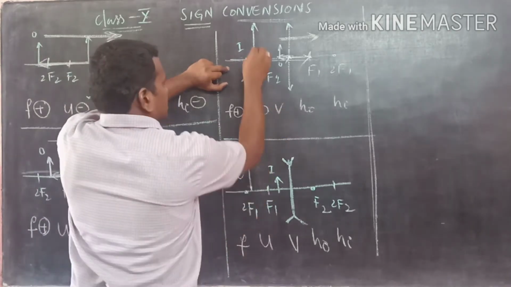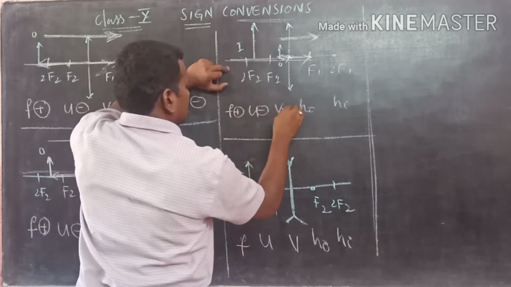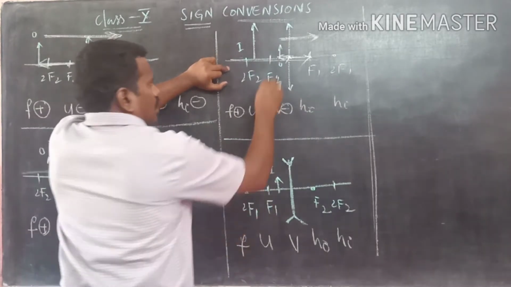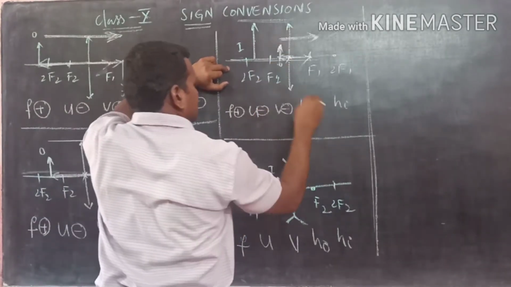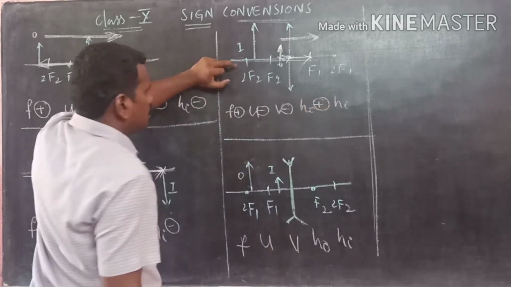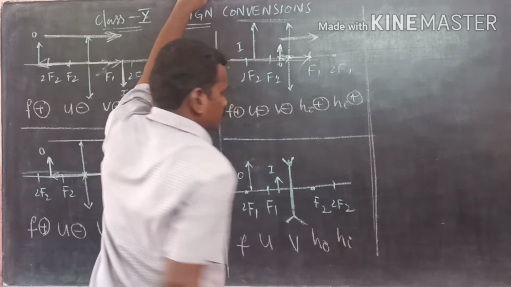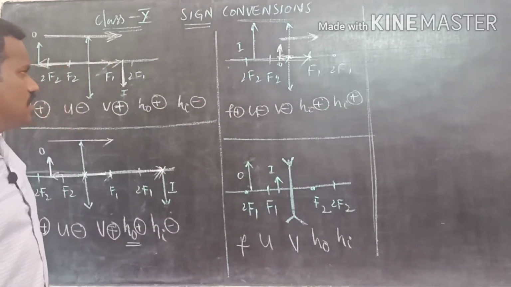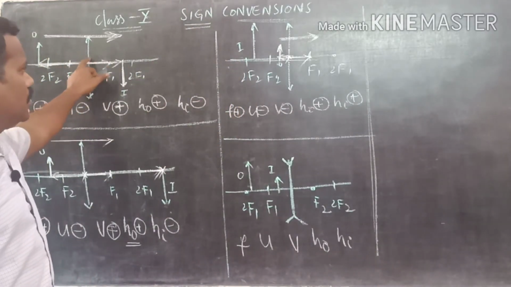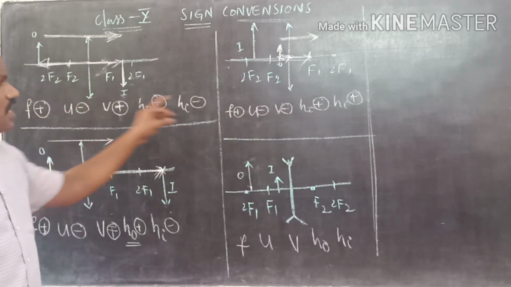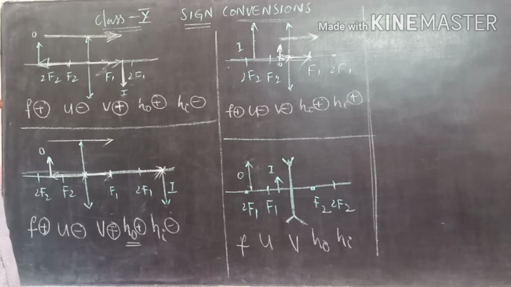It is considered as negative. Come to the image. This is the image in this case. So here the image distance is also negative. The object lies above the principal axis, so positive. The image also lies above the principal axis, that is positive. This means, if you observe here, all the focal lengths are positive because the given lens is a biconvex lens.